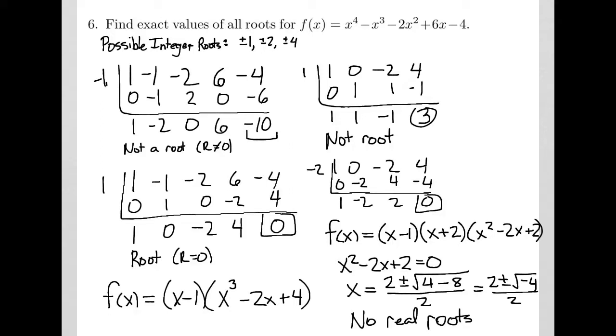And I've identified all of my roots. There are two roots. There's a root at 1 and a root at -2. So my roots are x equals 1 and x equals -2.